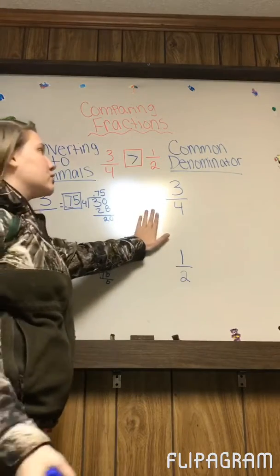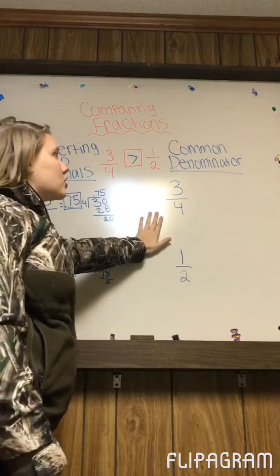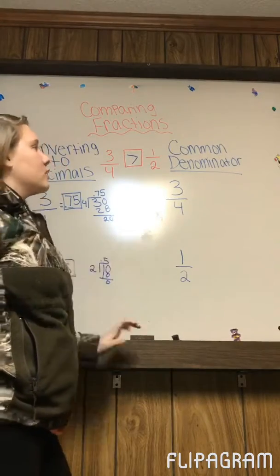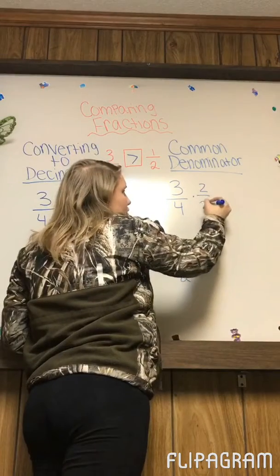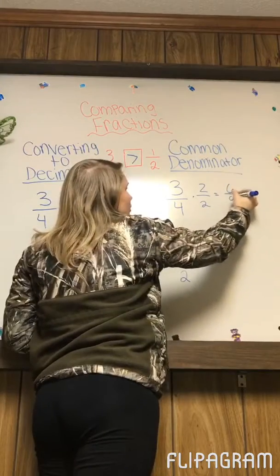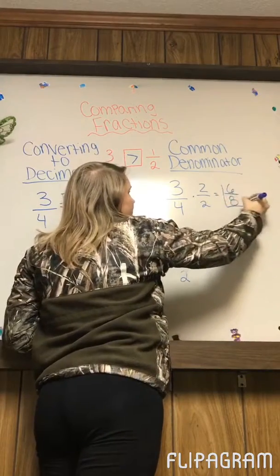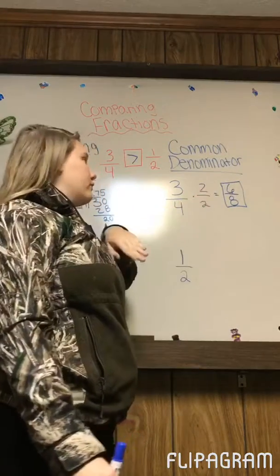Okay, and then the second method we're going to use is a common denominator. So you have to get a common denominator. So I'm going to multiply 3/4 by 2/2. And that's going to give us 6/8. And I multiply by 2/2 in order to get an equivalent fraction.